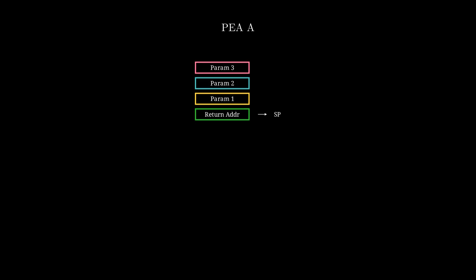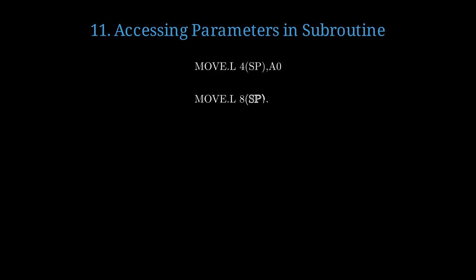Inside the subroutine, we access parameters relative to SP. Inside the subroutine, we access parameters using displacement addressing. The first parameter is at 4 bytes offset from SP, accounting for the return address. The second parameter is at 8 bytes offset from SP.